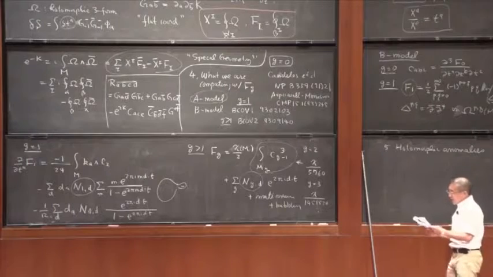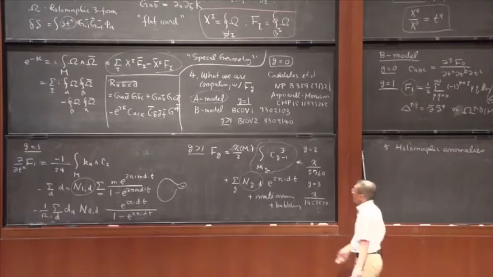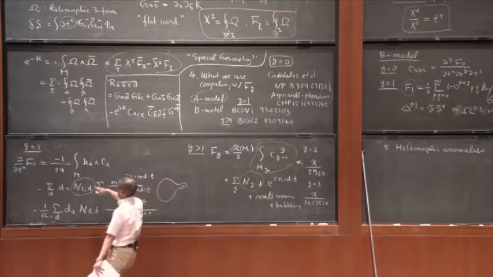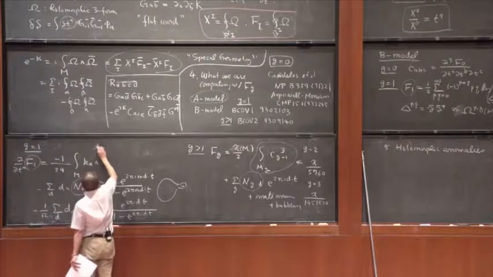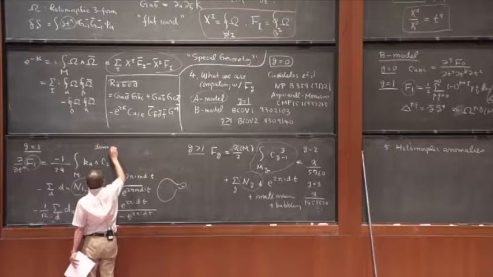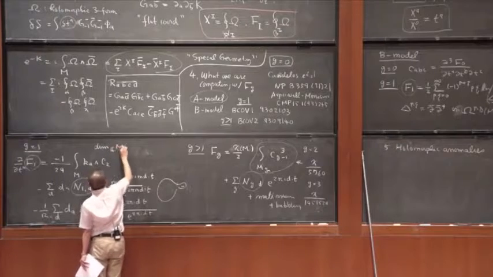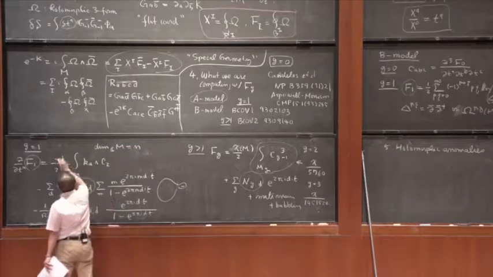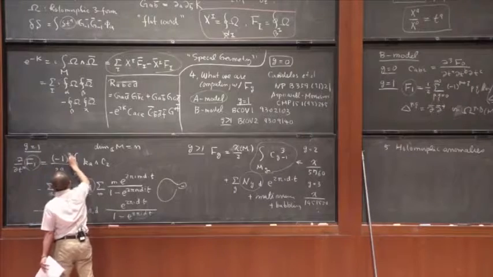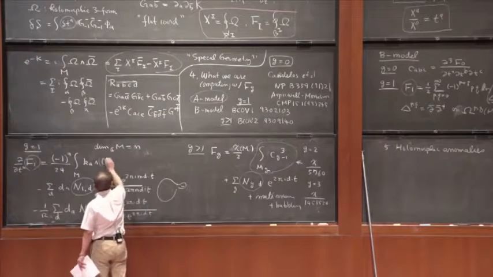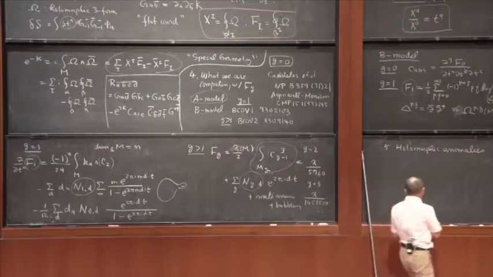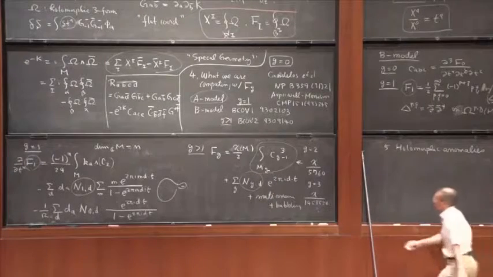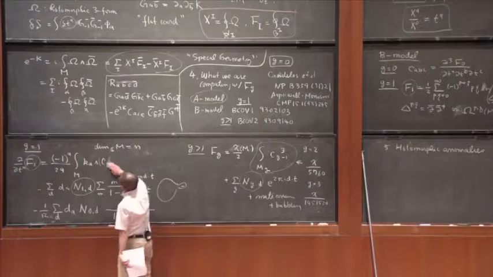Okay, so let's first consider a simpler example. Here I consider a genus 1 amplitude like that. In the genus 1 case, it turns out that you can actually compute the topological string amplitude for any dimension of target space. In that case, you just replace this by n and this by the appropriate degrees.